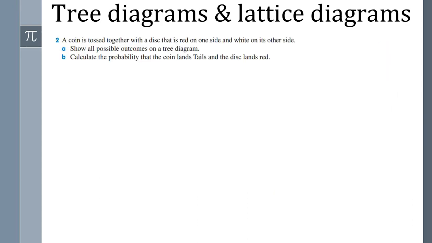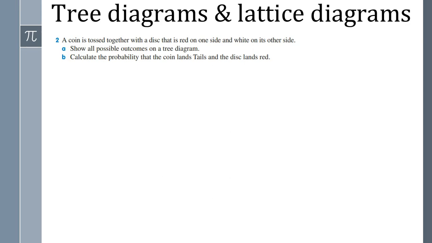So let's go through an example from start to finish. This is question 2 from 11C. When you do your exercises, feel free to skip this, or you can do it if you want. I won't judge. What it asks us to do is show all the possible outcomes on a tree diagram, and also to calculate the probability that we get tails and red. This is a coin being tossed and a disc that is red on one side and white on the other. So a disc as in like a coin with two sides.